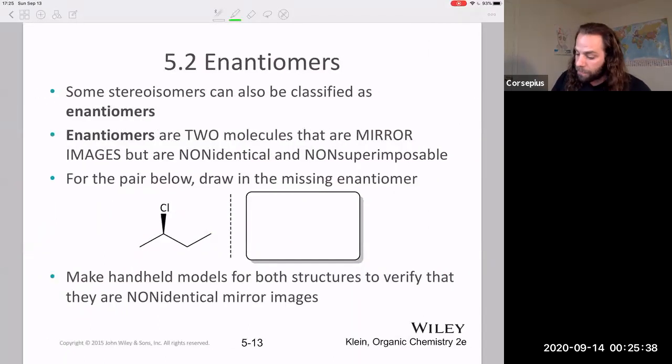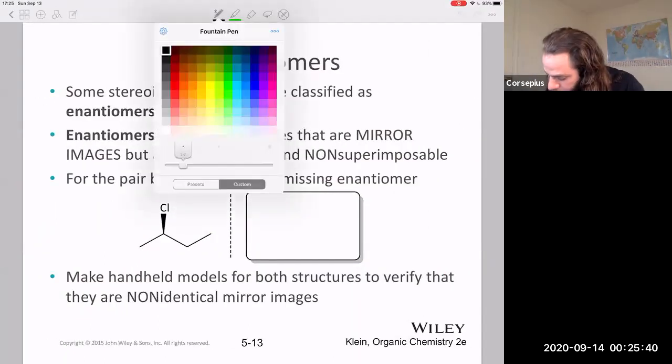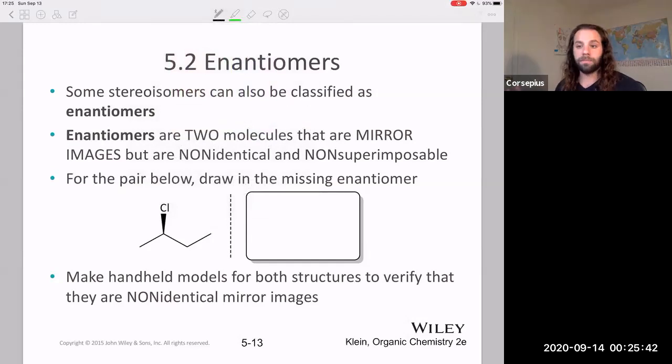Okay. The last concept that we're going to introduce here is an enantiomer. A pair of enantiomers, they always come in pairs. A pair of enantiomers are two molecules that are mirror images of one another. And that mirror image is not identical, right? So they're stereoisomers that are mirror images of one another, okay? So that would be what a pair of enantiomers is.